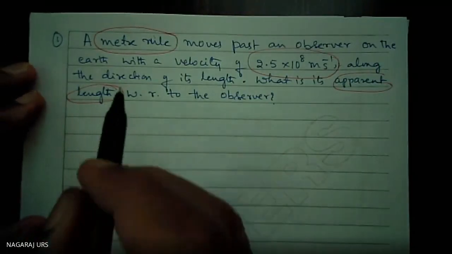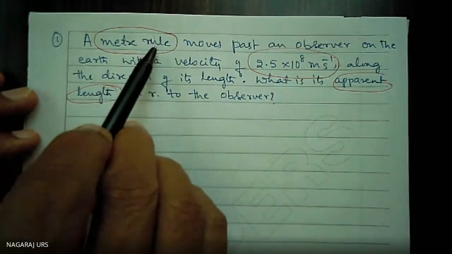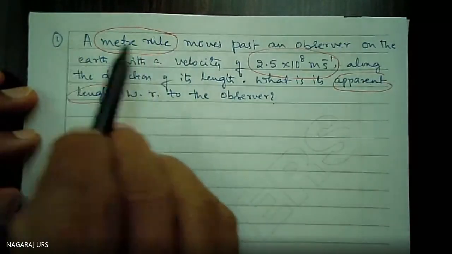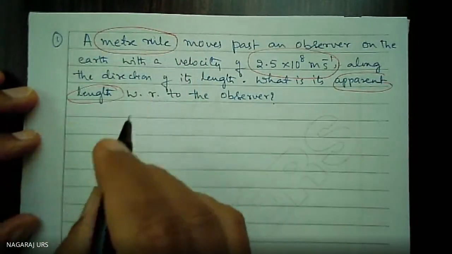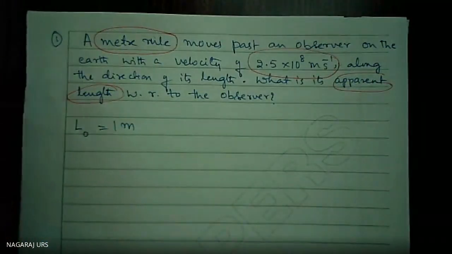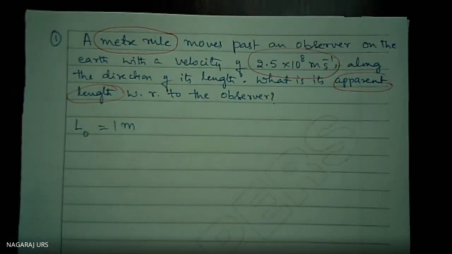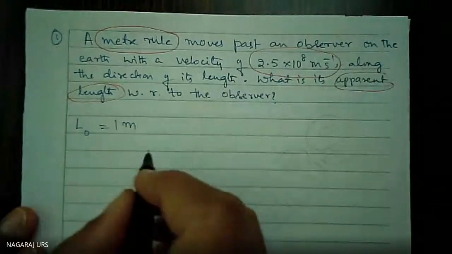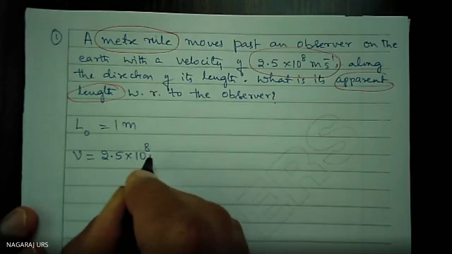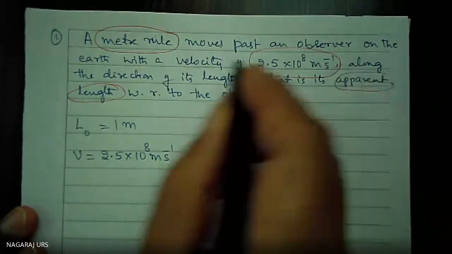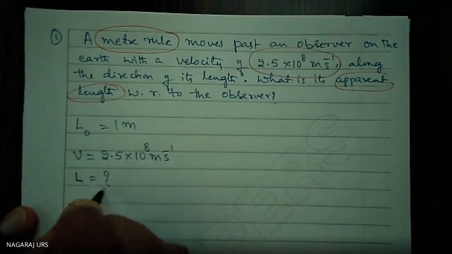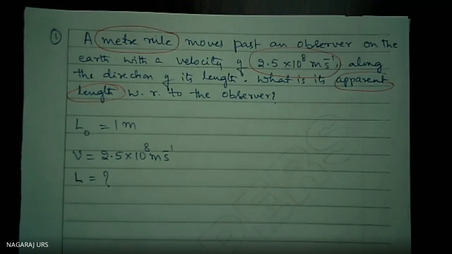Let me write the data first. A meter rule must be having a meter scale. Meter rule means it is a meter scale whose length is equal to 1 meter. So original length, proper length of the body is equal to 1 meter, which is moving with a velocity 2.5 10 to the power 8 meter per second along its length. What is its apparent length? Length is equal to how much? That is to be determined.